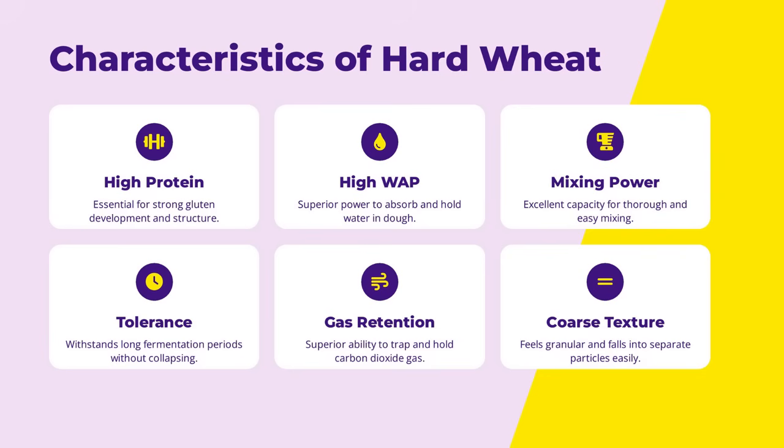The next property is excellent mixing power. The gluten network developed from hard wheat can tolerate prolonged mixing without breaking down. This makes it highly suitable for commercial bakery production where mechanical mixing is extensively used.